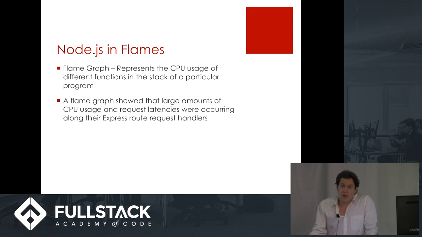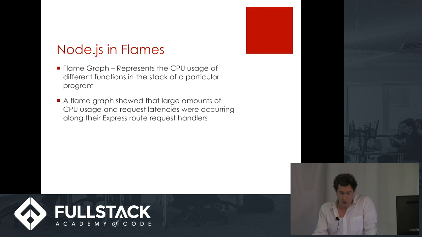So what problems did they have using Node.js? One of them actually involved the Express framework that we all know and love. They were able to detect this problem via something called a flame graph. So what is a flame graph? It basically represents problems with different parts of the stack, such as memory leaks and CPU usage of different functions in the stack of a particular program.